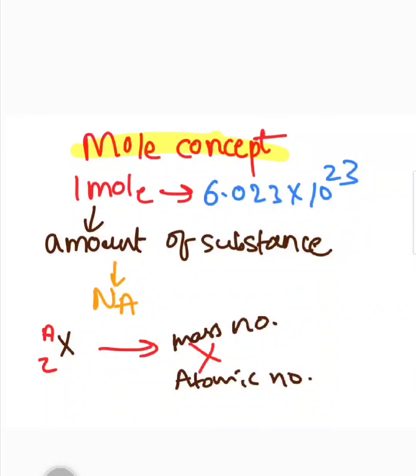Everything about the mole concept. Okay? So, first of all, one mole is a quantity, a physical quantity. We use the mole to measure the amount of substance. One mole is 6.023 into 10 to the power 23.